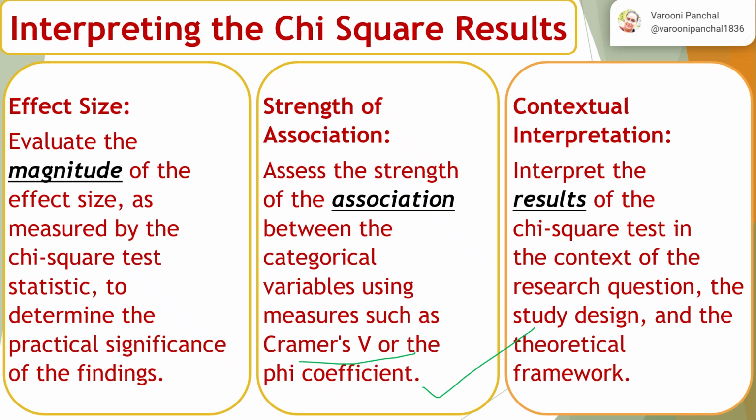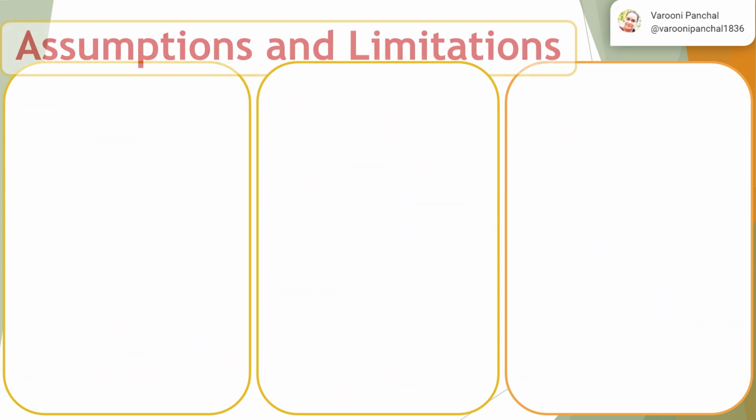Contextual interpretation. Interpret the results of the chi-square test in the context of the research question, the study design, and the theoretical framework. So once you have understood the research question, the study design, and what kind of theory it is, only then will you be able to interpret the results. You will be able to find the association between the two variables, and that's how you will get the magnitude of the effect size.